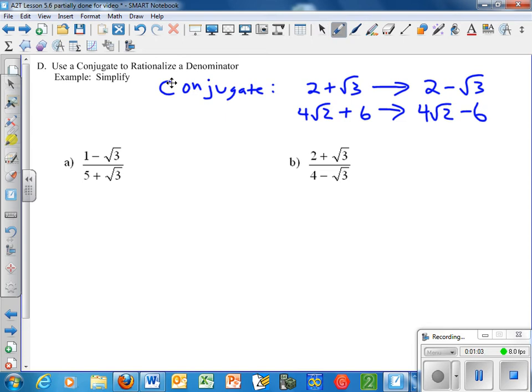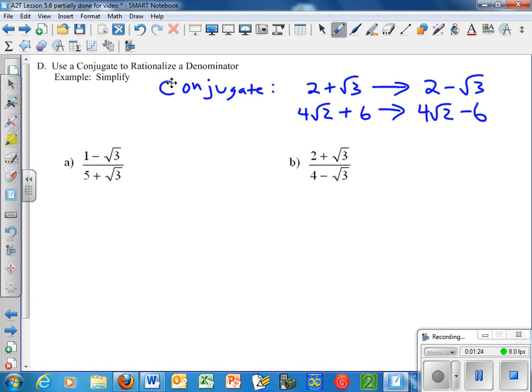Okay, so if you look at example A here, we have 1 minus square root 3 divided by 5 plus square root 3. I cannot just cancel my square root 3's here, because I have a minus and a plus on the top and bottom, and that does not undo division. So you can't just cancel square root 3's.